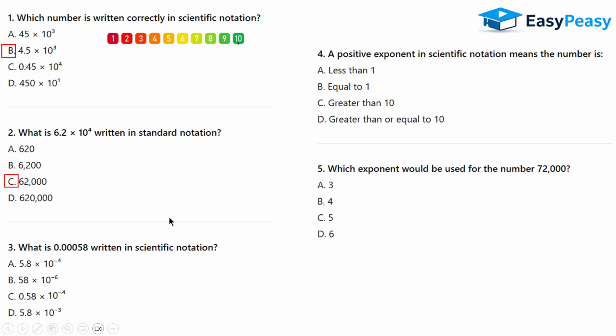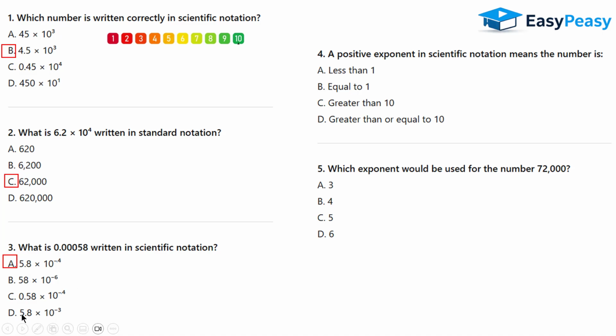Okay, next question. What is 0.00058 written in scientific notation? Yep, the answer is 5.8 times 10 raised to the power minus 4 because it jumps 4 times. So 1, 2, 3, 4. It needs to be a value between 1 and 10, so 5.8 should be the answer.